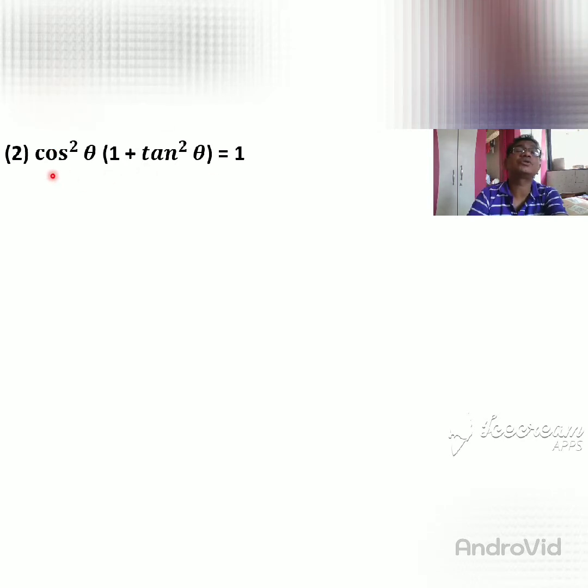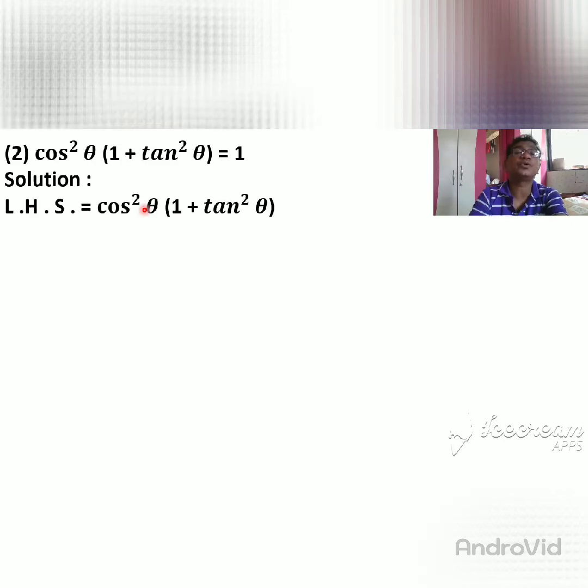Okay, here is cos square theta outside the bracket. So cos square theta into 1 plus tan square theta is equal to 1. See, cos square theta into 1, what do you get? You get cos square theta. Okay, then cos square theta into tan square theta, that you get is equal to 1.